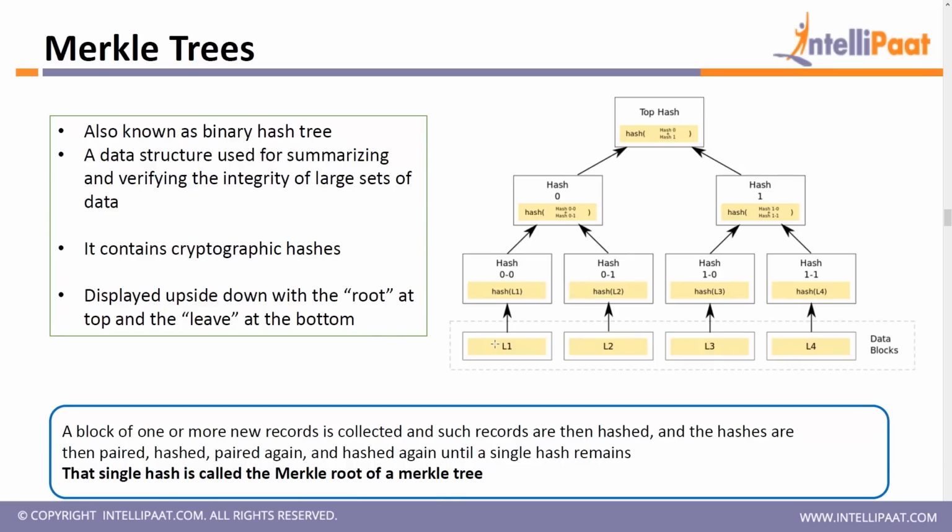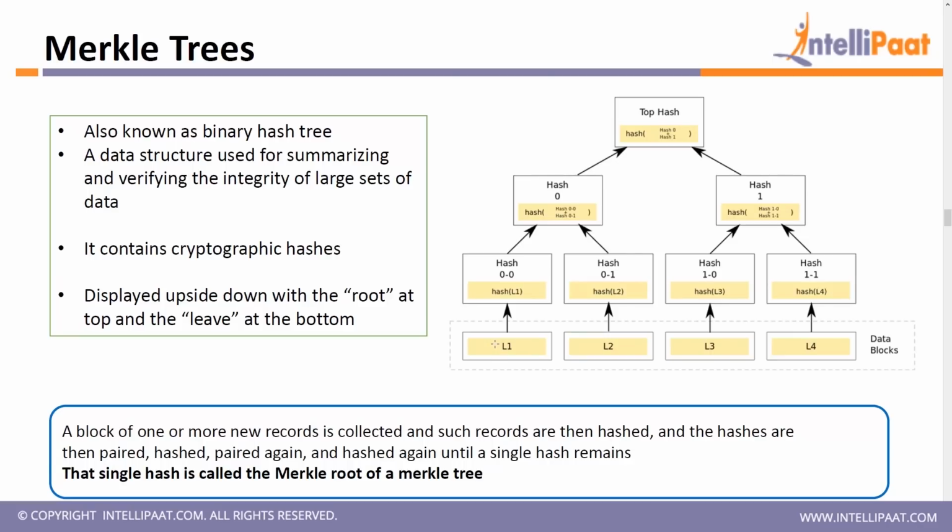How is it calculated? Now, a Merkle tree, also known as a binary hash tree, is a data structure used for summarizing and verifying the integrity of large sets of data. It contains cryptographic hashes displayed upside down with the root at the top and the leaf at the bottom. From the figure you can see all these points listed here can be compared with the present diagram. A block of one or more new records is collected and such records are then hashed, and the hashes are then paired, hashed, paired again and hashed again until a single hash remains.